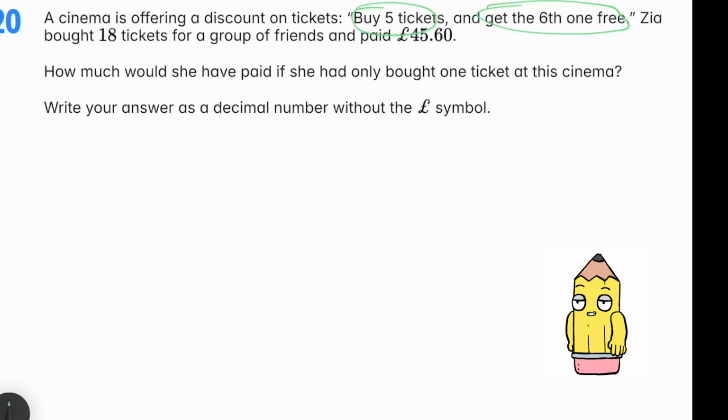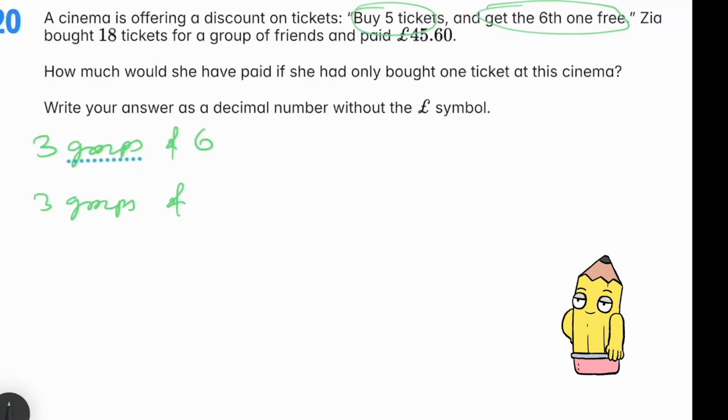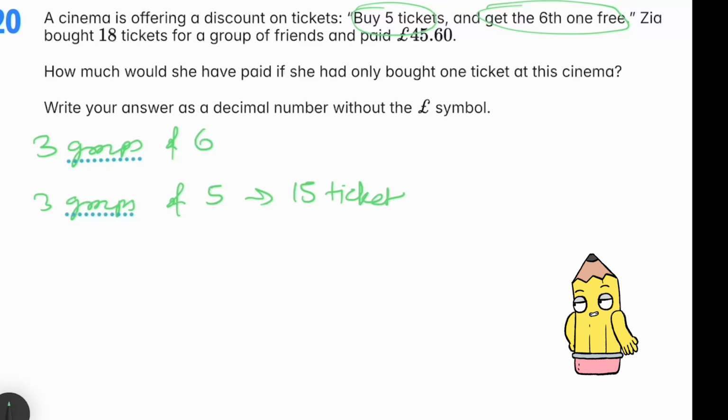Well, because of the sale, when Zia bought 18 tickets, it's like she paid for fewer. Now, 18 tickets is 3 groups of 6. But in each of these groups, Zia only paid for 5 and got the 6th one free each time. So in other words, she actually paid for 3 groups of 5. Or shall we say, 15 tickets. Let's use long division to divide the total cost by 15 and find out how much 1 ticket cost.